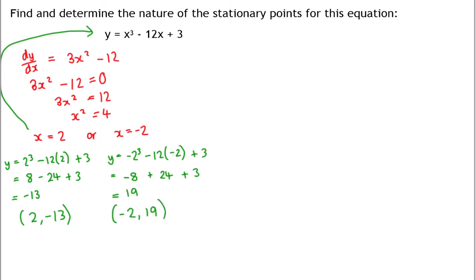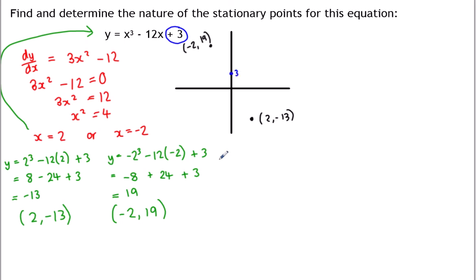Now it might help to sketch what we've got so far. So here's the set of axes. I'm not going to put a scale on, but I know I've got a stationary point at (2, -13), so there. And I've got another stationary point at (-2, 19), which I'll put up here. I also know that the original graph has a y-intercept of 3, so I could even mark that on there.